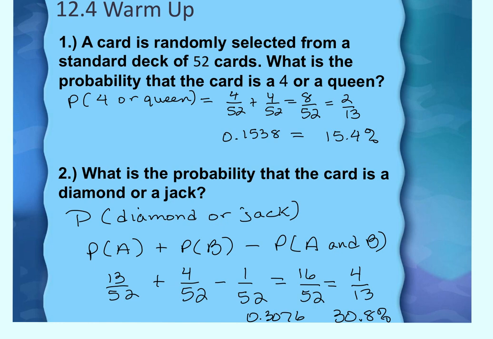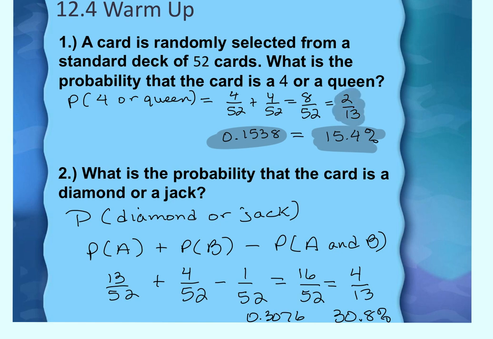So we find the probability that it's a 4 and the probability that it's a queen. It can't be both, so it's disjoint. I don't have to worry about the overlap. And then simplify, you get 2 over 13. If it had asked for it in decimal form, it would be 0.1538. If it asked for it in percent, it'd be 15.4. So most of you got that one right.